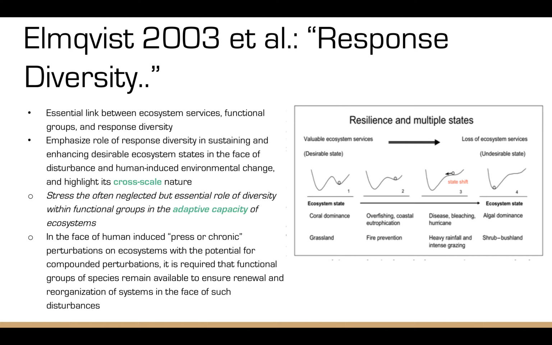The authors also elaborate on patterns of species loss in relation to ecosystem functioning and response diversity. They then provide examples of the role of response diversity and ecosystem resilience in relation to disturbance and human-induced environmental change from both terrestrial and aquatic ecosystems. And then they finish this paper by examining the temporal and spatial context of response diversity and a discussion of how to include this in management.